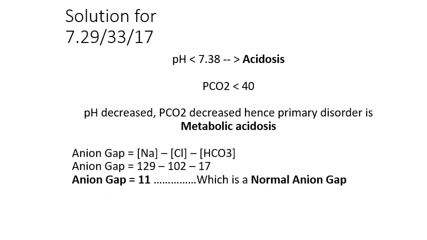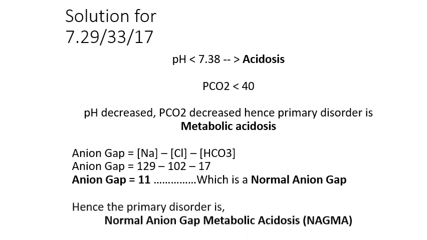Anion gap, however, in this case is coming out to be 11, like 129 minus 102 minus 17 is coming out to be 11, and it is well within the normal range of anion gap. So the disorder becomes normal anion gap metabolic acidosis. Can you guys remind me a few examples of normal anion gap metabolic acidosis? Yes, that's correct. Basically, all the renal tubular acidosis are normal anion gap metabolic acidosis.